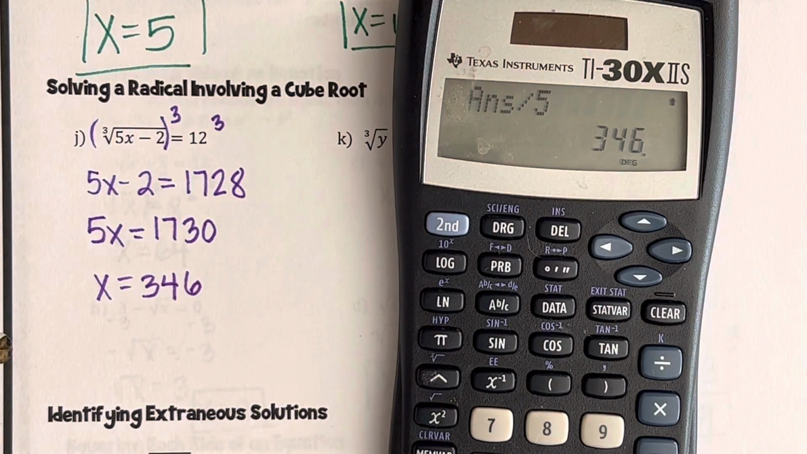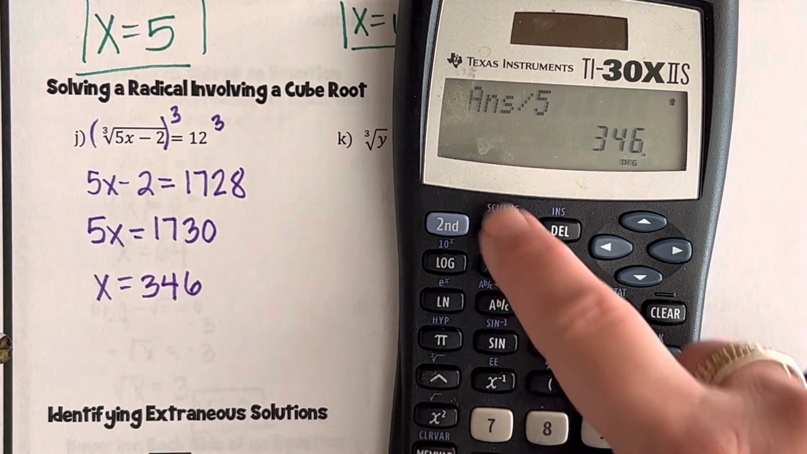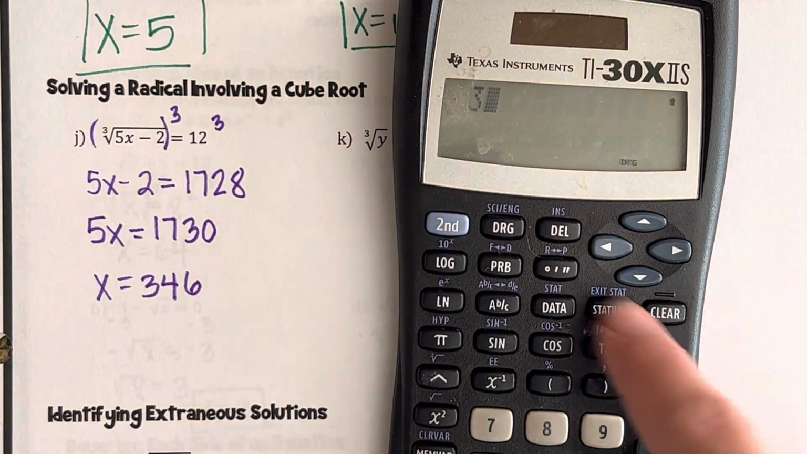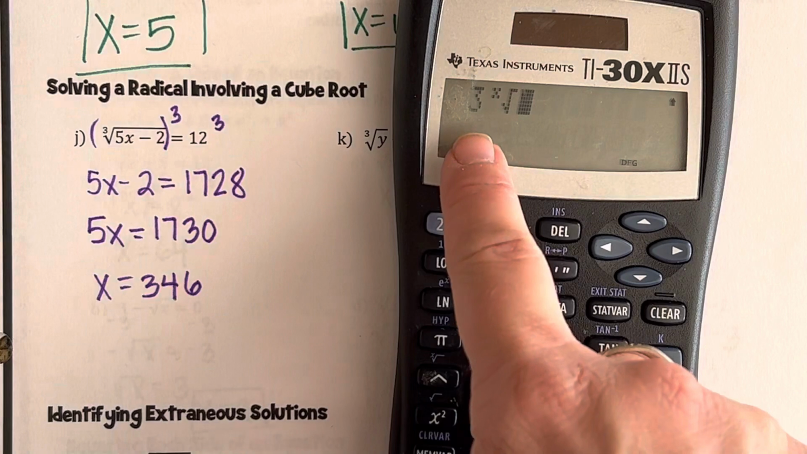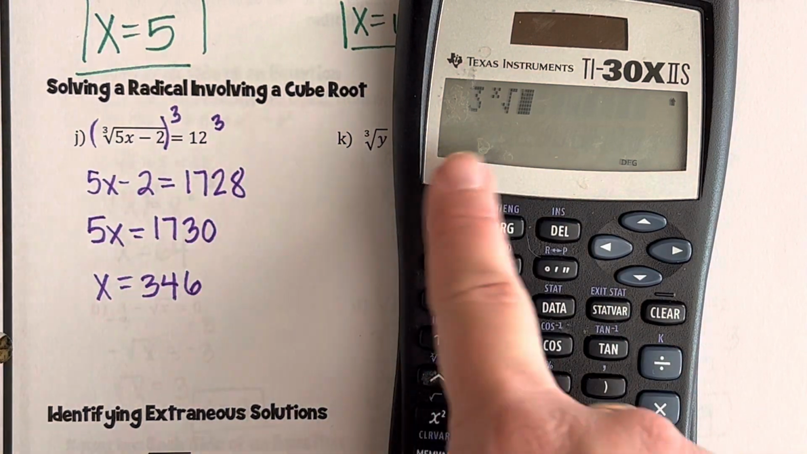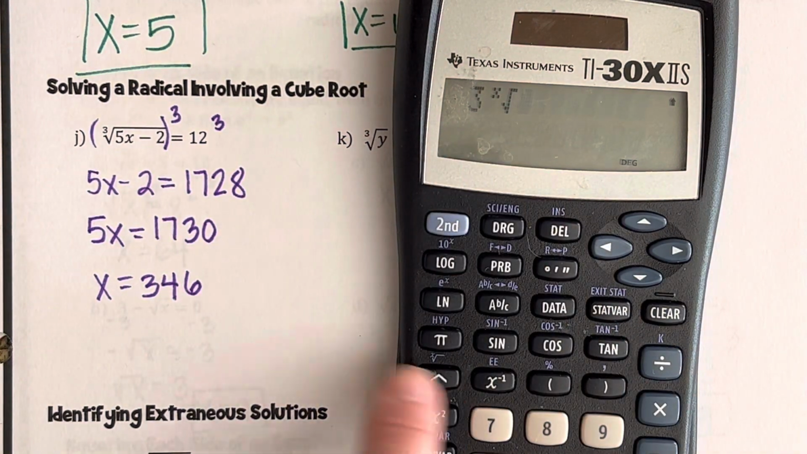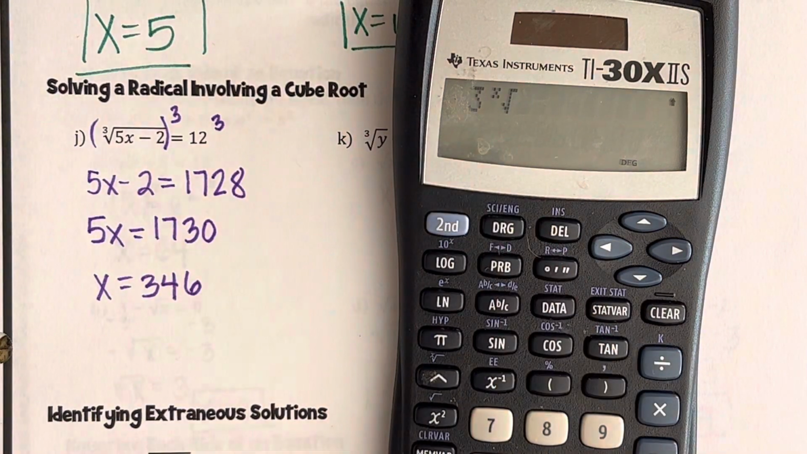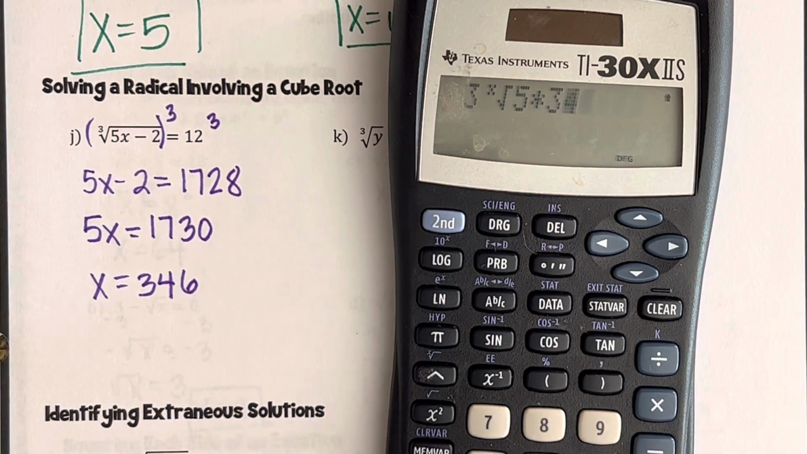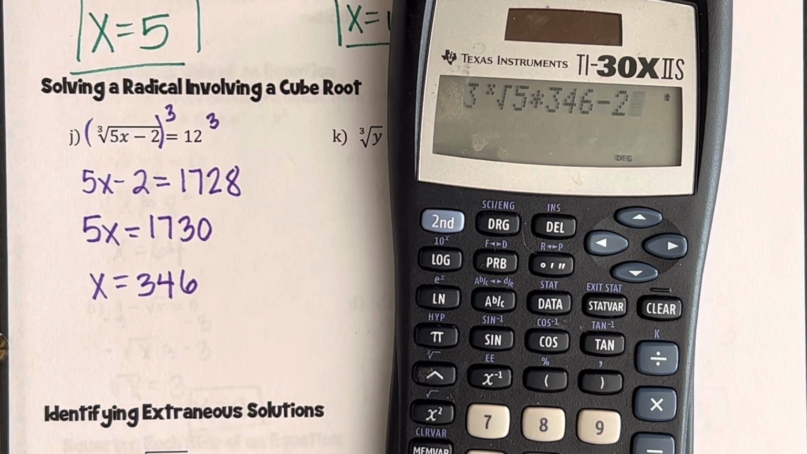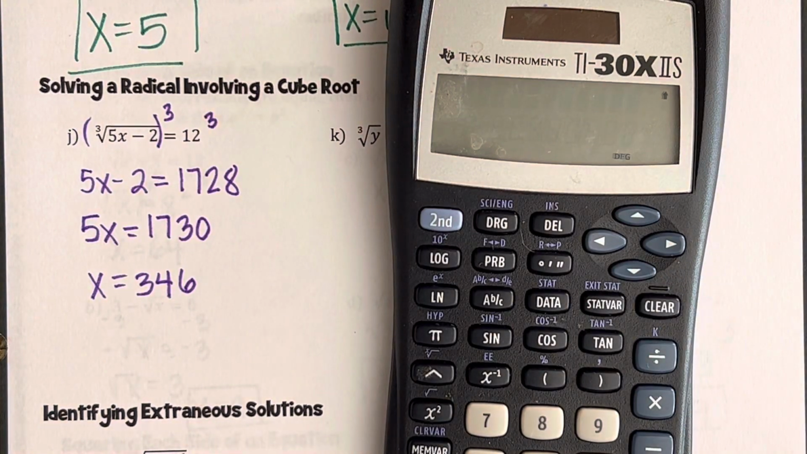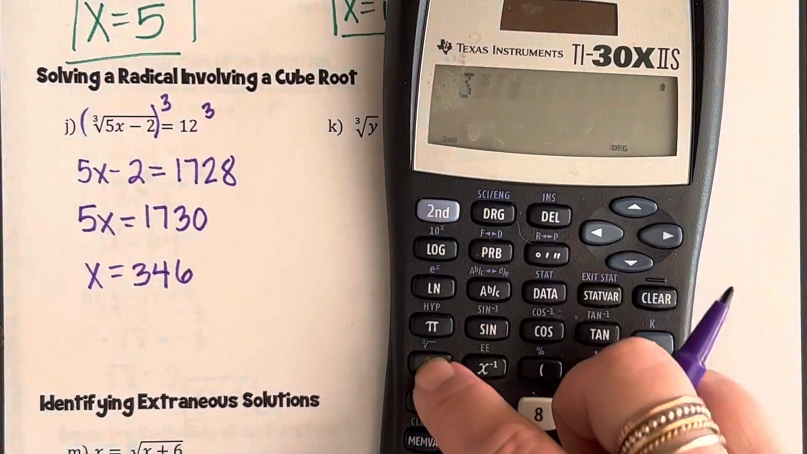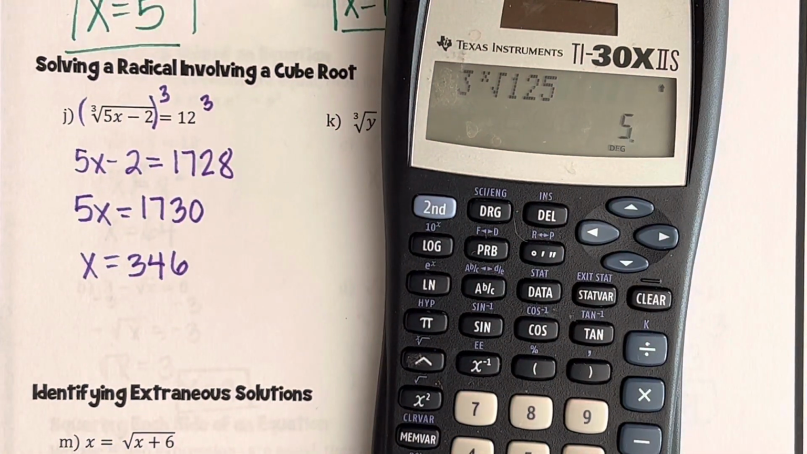Okay, if we really wanted to check it out, we've taken the square root before by using this key, but we can do, I think I hit the 3 first and then this. So it's like saying the cube root of something, right? So I'm going to do the cube root of 5 times 346 minus 2. And when I hit enter, I hope I get 12. Oop, just kidding. Maybe that's not how you do the cube root. I said that, and now I'm confused. So let's see, cube root of 125. Oh, so it is right.